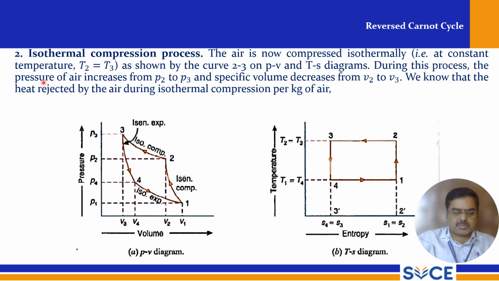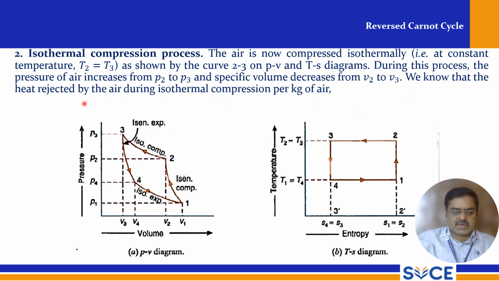During this process, the pressure of air increases from P2 to P3. So you can see here P2 to P3, the pressure is getting increased, and the specific volume decreases from V2 to V3. You can see here V2 to V3. So there is a huge decrease in volume.